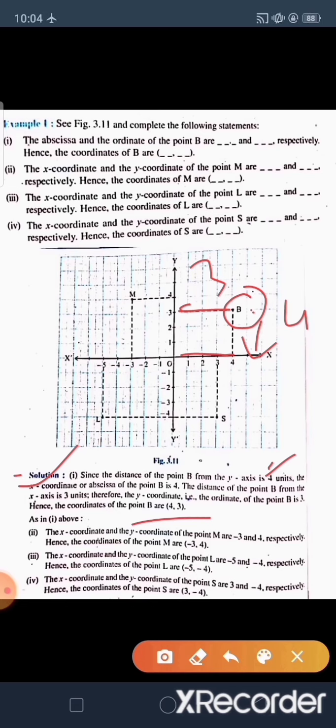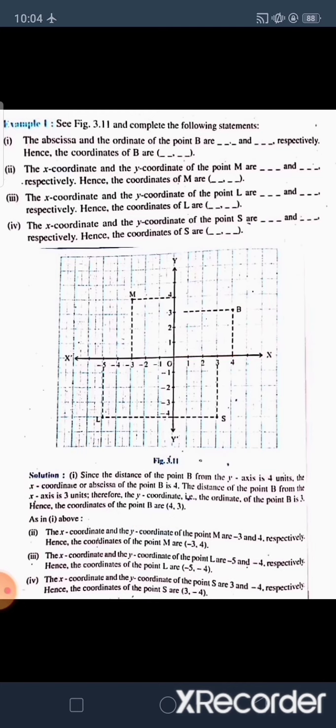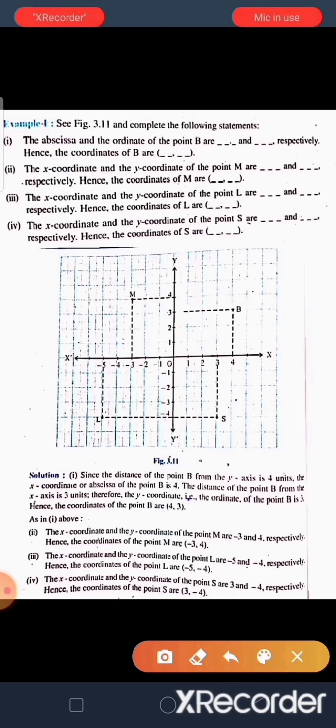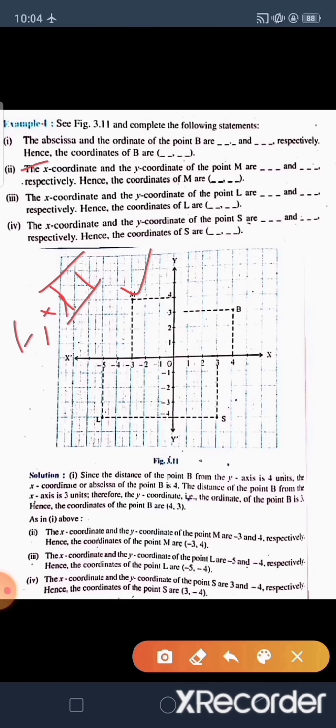Next, second question. The second question is the x coordinate and y coordinate of point M. Where is our point M in the graph? Here is our point M. It is in the second quadrant, which means x is in the negative direction and y is in the positive direction. So the question says the x coordinate and the y coordinate of point M are dash and dash respectively, hence the coordinates of M are dash and dash.